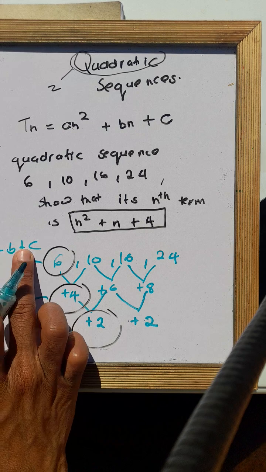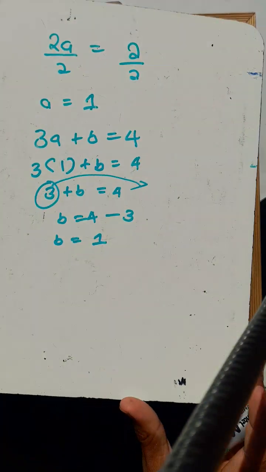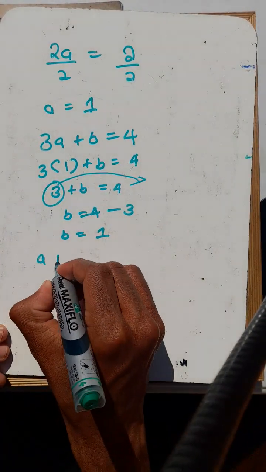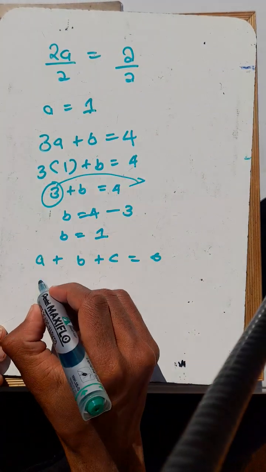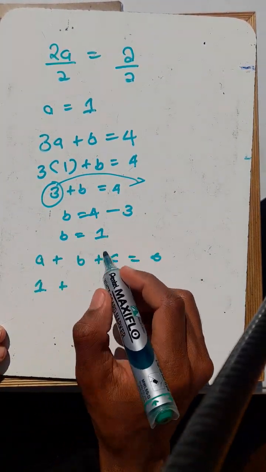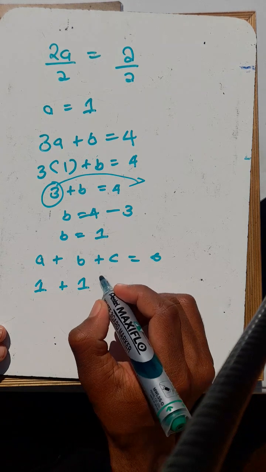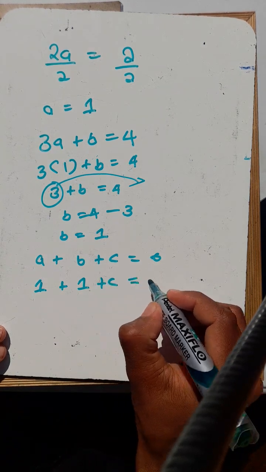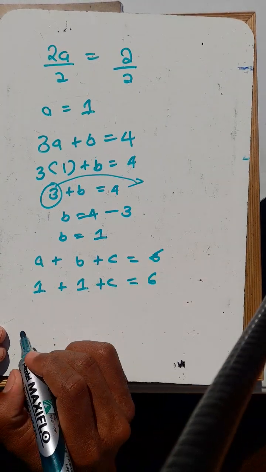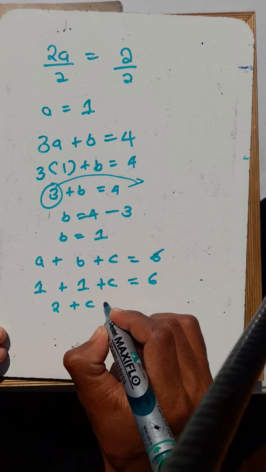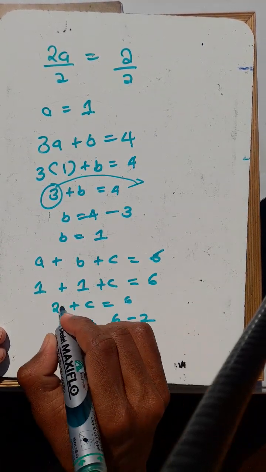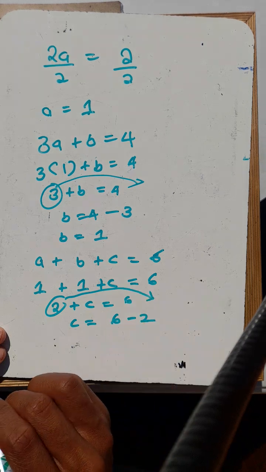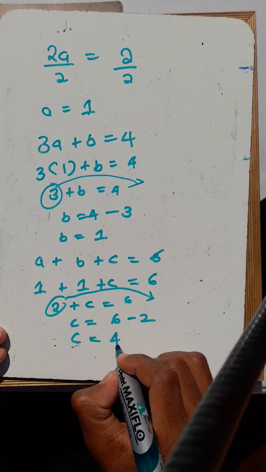a plus b plus c is equal to 6. a is 1, b is 1, c unknown, equals 6. So 2 plus c is equal to 6. c is equal to 6 minus 2. c is equal to 4.